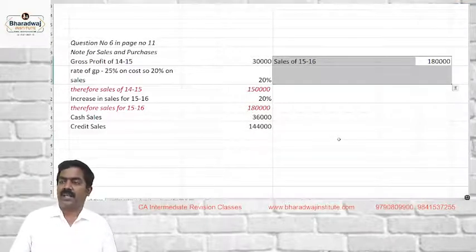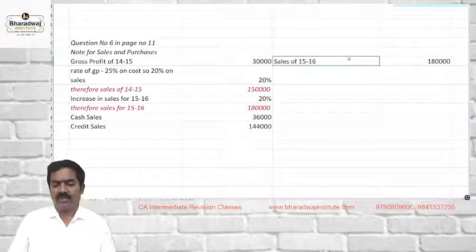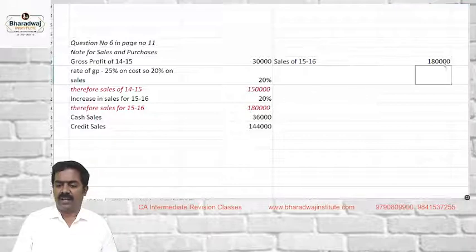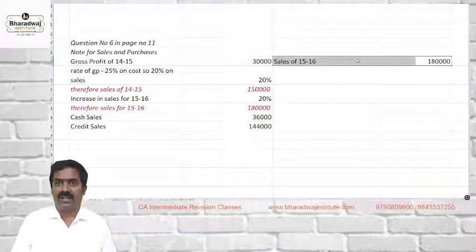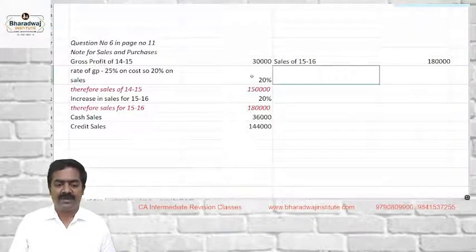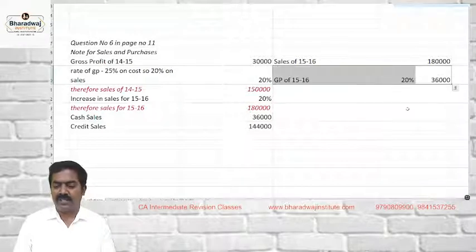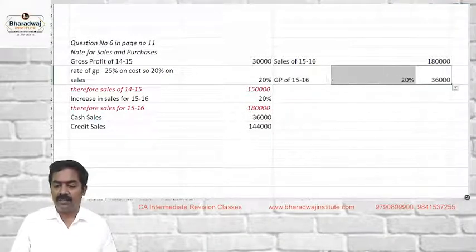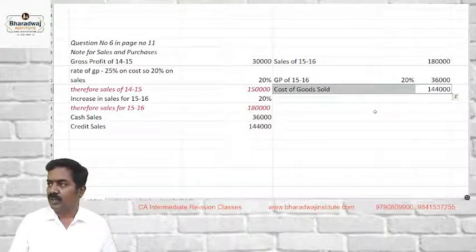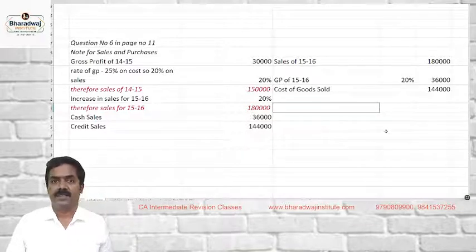Yes. What is the sales? 1,80,000. What is the profit on sales? What is the sales of the current year? 1,80,000 is the sales of the current year. What is the profit on sales? 20%. So 1,80,000 into 20% will give us the current year gross profit. Eliminated, you will get which one? Cost of goods sold. I told you to do a shortcut for purchases.